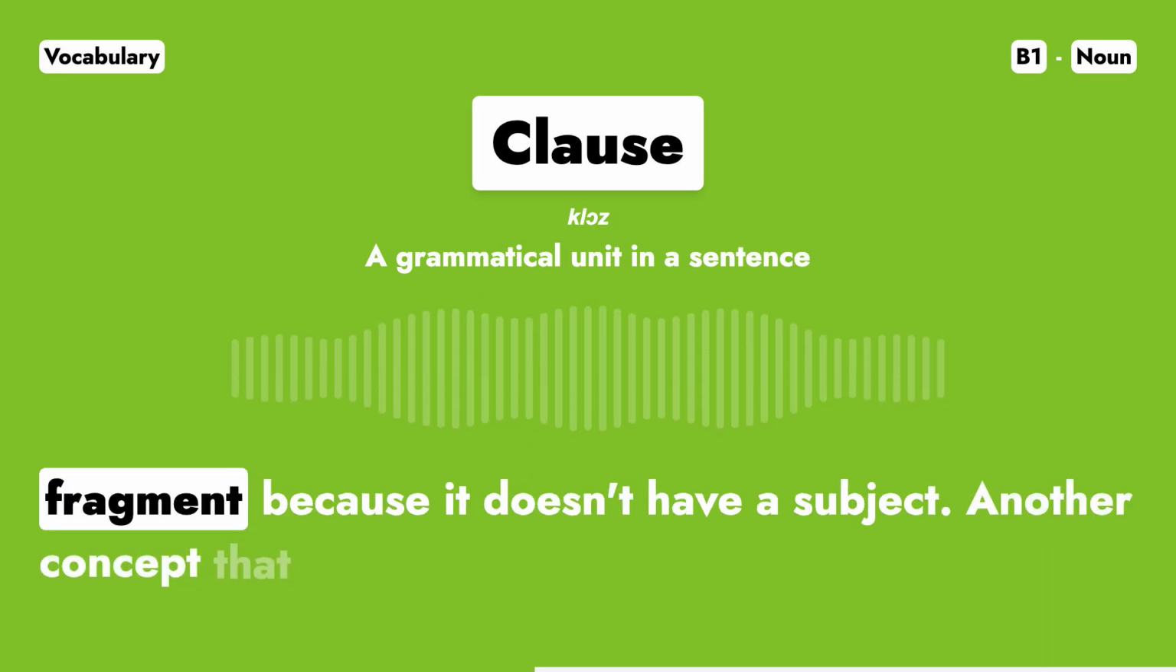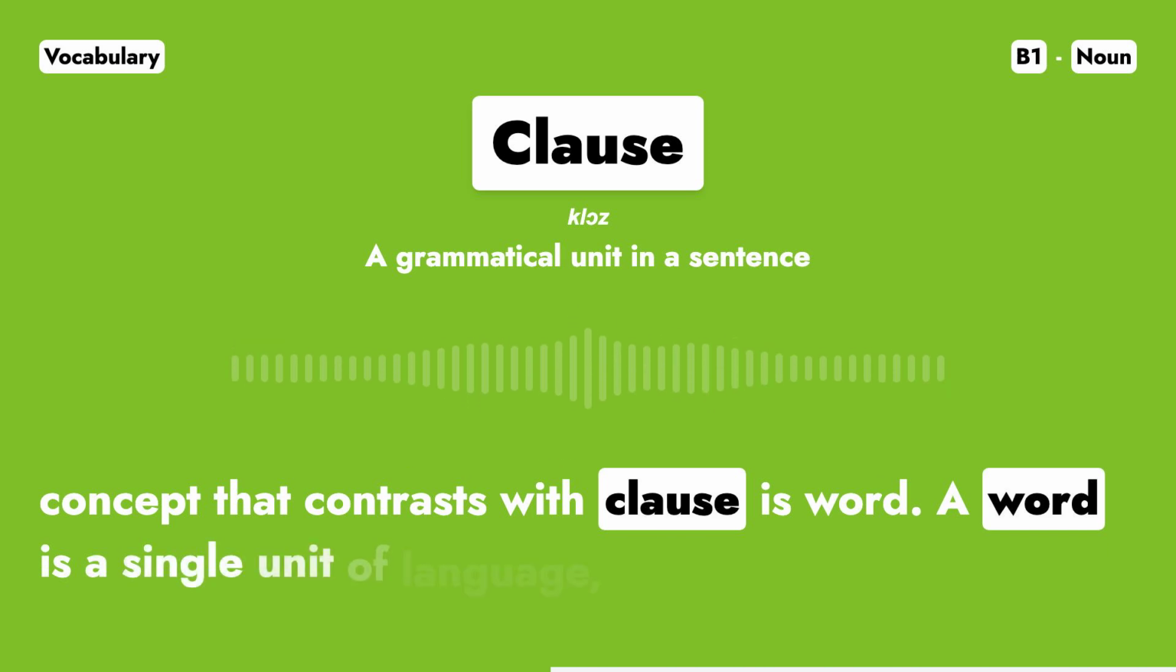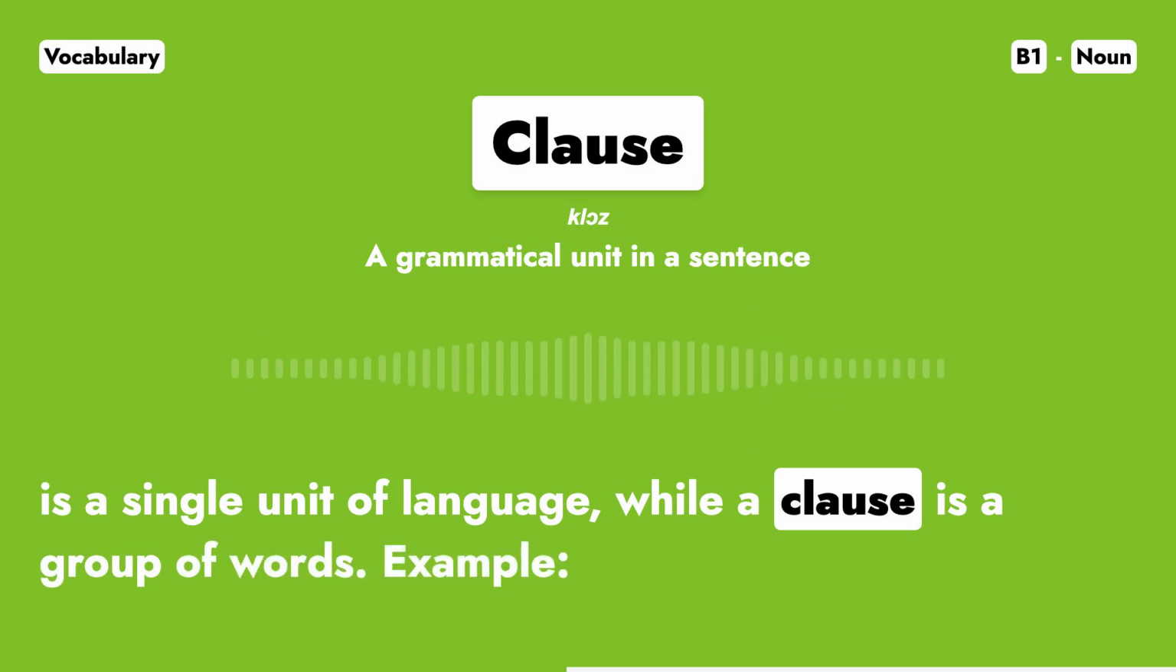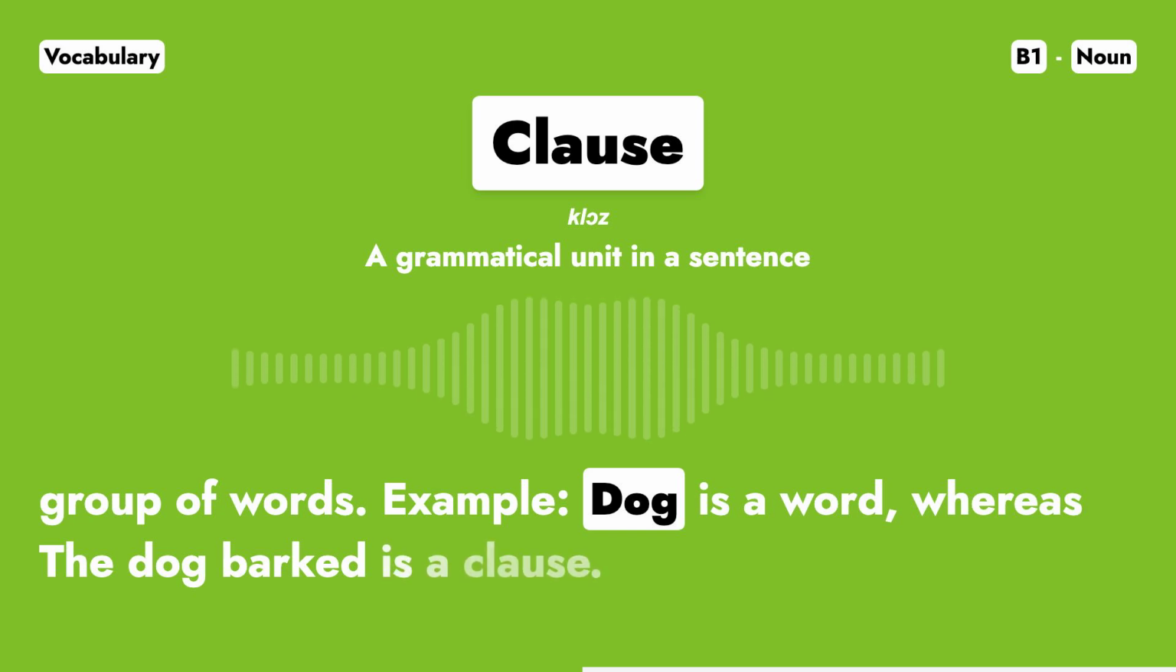Another concept that contrasts with clause is word. A word is a single unit of language, while a clause is a group of words. Example: "dog" is a word, whereas "the dog barked" is a clause.